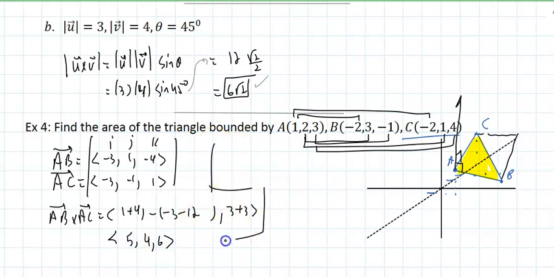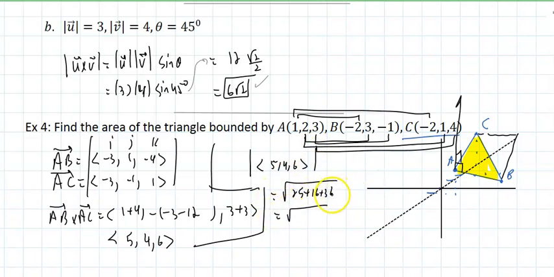Now, to keep in mind how this works, if I take the magnitude of 5, 4, 6, square root of 25 plus 16 plus 36, that is the square root of 77, if I'm not mistaken, whatever that is. That's going to be the area of this whole parallelogram. So, the area of triangle ABC is going to equal half the square root of 77.